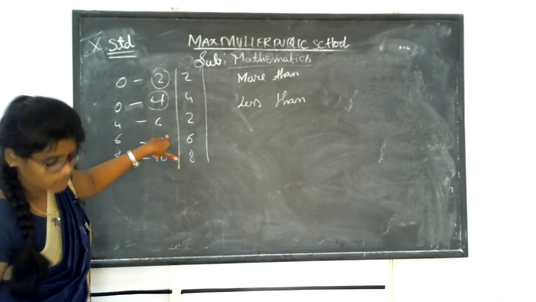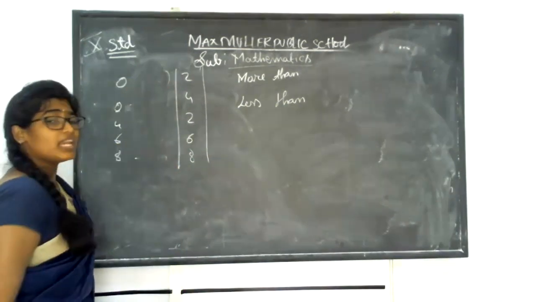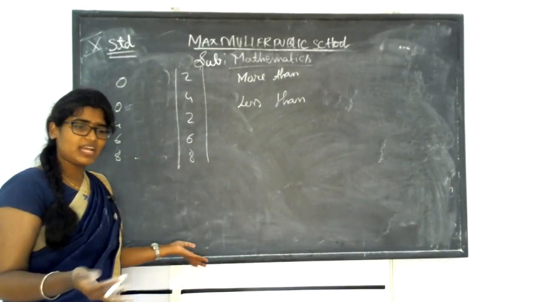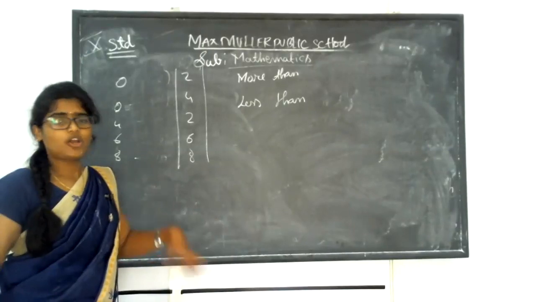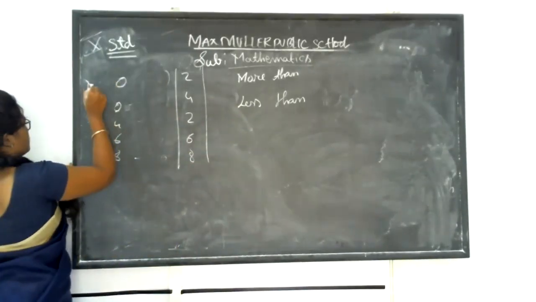So if they ask more than, you're going to take the left hand. What are you going to take? Left hand. Reverse, children: if they ask less than, you're going to take right hand side limits. If they ask more than, you're going to take left hand side limits. More than 0.